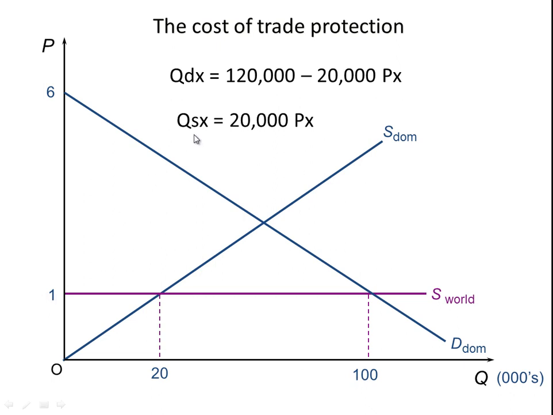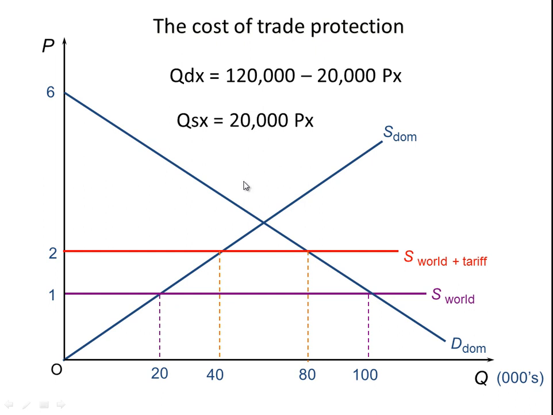That would be the quantity demanded at a price of 1. The quantity supplied, given that QSX equals 20,000 PX, clearly if the price is 1, then quantity supplied is going to be 20,000. So 20,000 times 1 is 20,000. So there is our initial solution. We've got the equilibrium quantity being supplied and purchased domestically as 100,000, and we get imports of 80,000 and the domestic supply of 20,000, which is given by our function here.